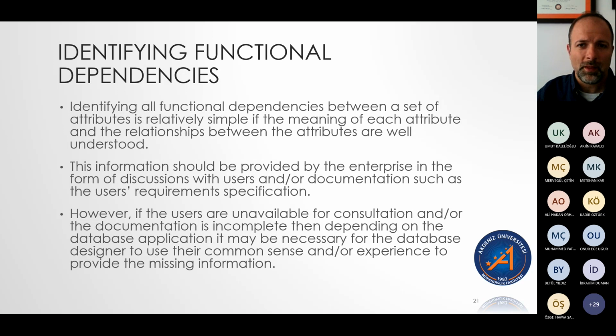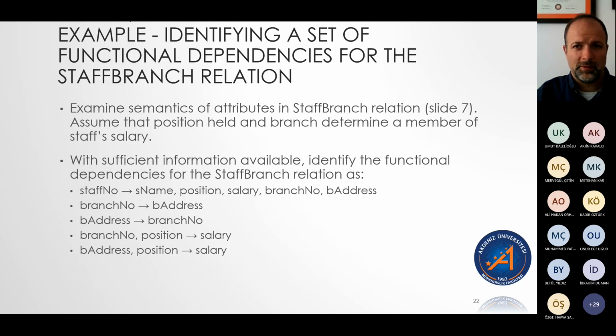So the first thing we're going to do is identify all of the functional dependencies in our data set. Once we do that, we're going to see that some functional dependencies might be partial. We're going to want to get rid of those. We are going to see that some functional dependencies might be transitive. We're going to also want to get rid of those.